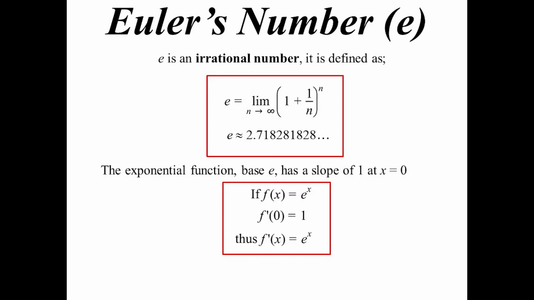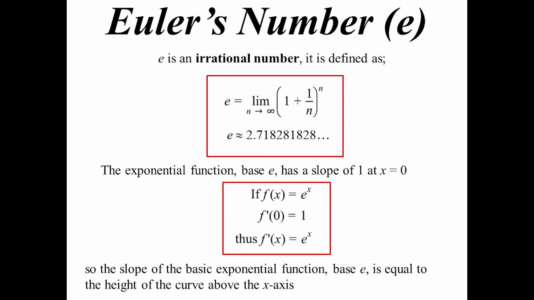So it's a really interesting function in that the derivative, or the slope of the tangent, is the same as the function itself. So graphically, if we were to look at it, what we should see is that at any point on our curve, the slope of that basic exponential function, now this is only true for base e, if it was base something else, that slope would change. But it would be equal to the height of the curve above the x-axis, or the y value.